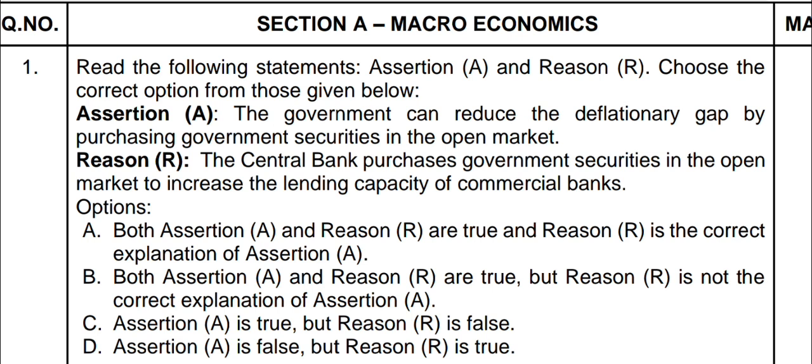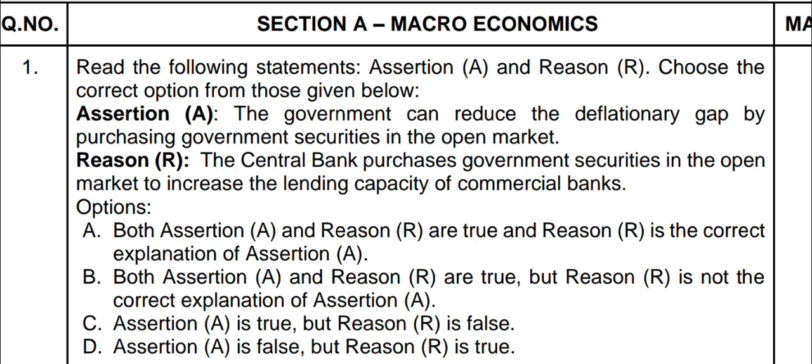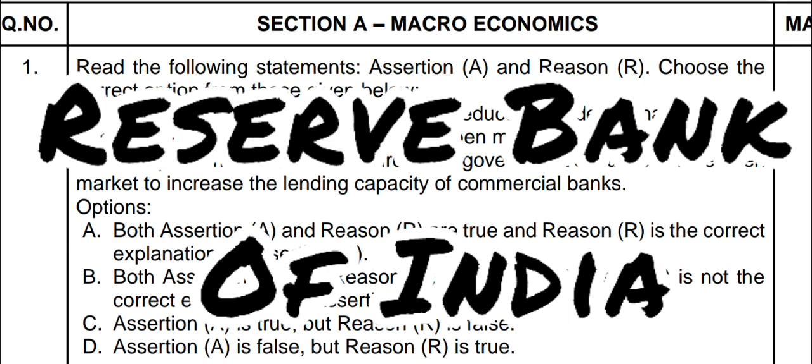In this particular MCQ, what is the right answer? The assertion statement is the government can reduce the deflationary gap by purchasing government securities in the open market. Think, is this something that the government does? No. It is something that the central bank of the nation does.